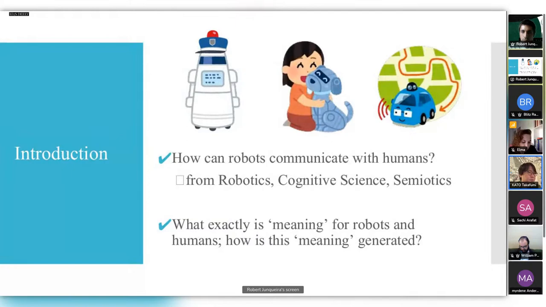How do AI and robots acquire or understand the meaning of symbols in their environment? How should we view our natural language? What exactly are the barriers to social robots using language? These questions are crucial for the coexistence of AI, robots, and humans in the future society.